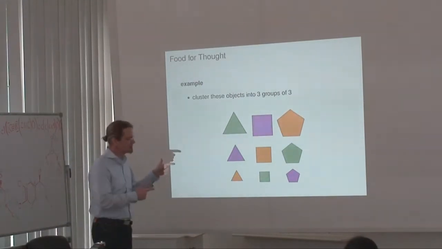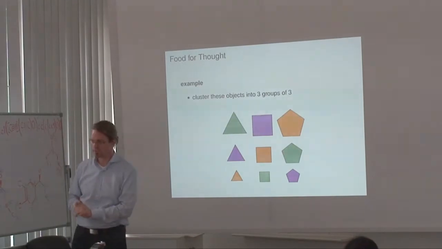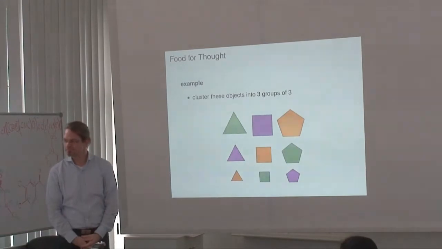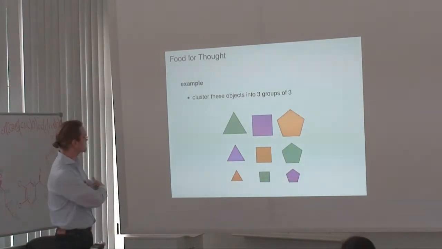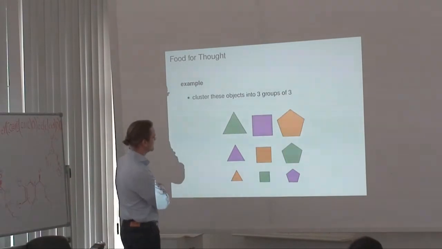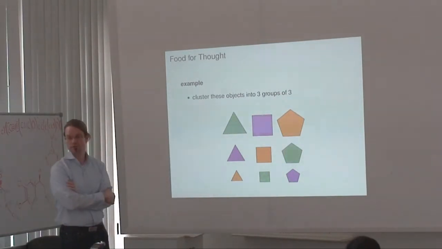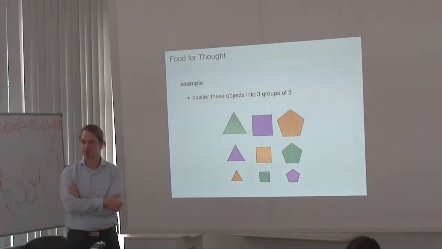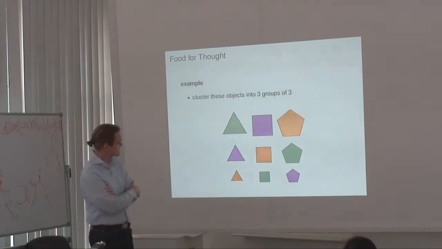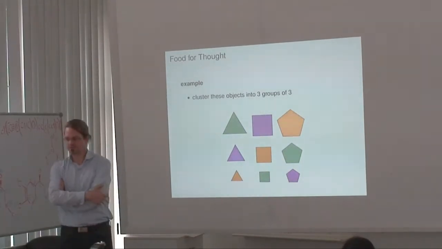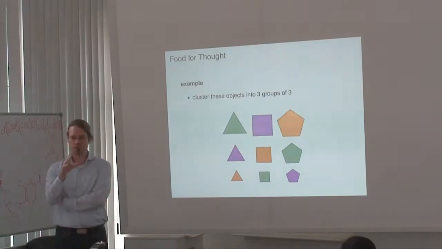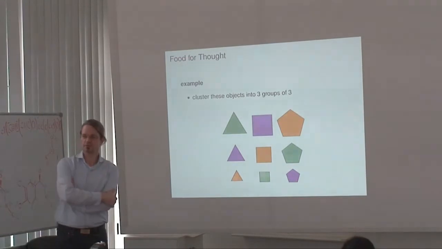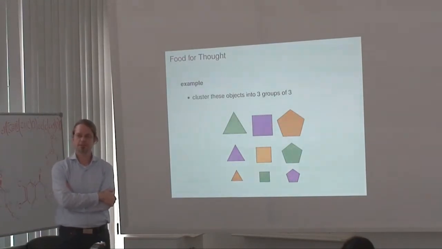Can you cluster these nine objects into three groups of three? With one line? Or just cluster? Oh, there are nine objects here, right? Apparently, they have attributes such as color, size, and number of vertices. And I want you to produce three sets of three elements. That is, I want you to cluster them into three sets, where each of the three sets or clusters contains three elements. Can you do it?